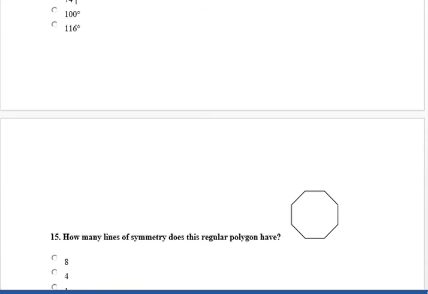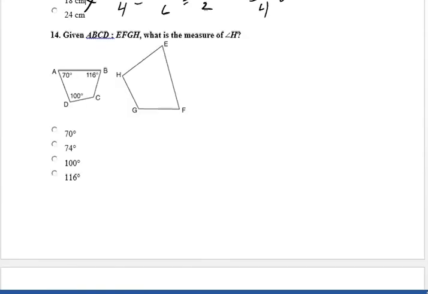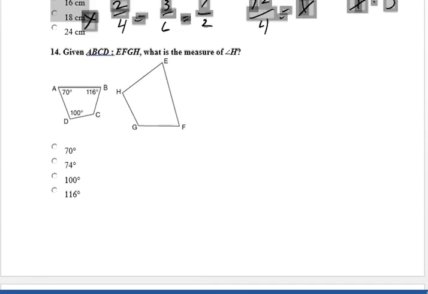There you are. Given ABCD is similar to EFG, what is the measure of angle H? So first, this is a tricky one because we got to set them up so they're facing the same way, so they look the same. But my pen stopped working again. Now it should be back. So I'm going to redraw.